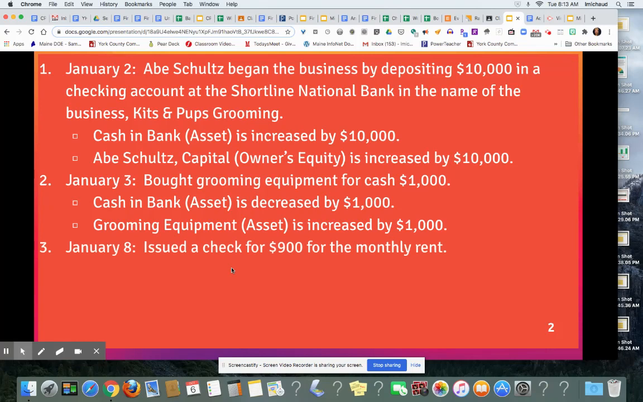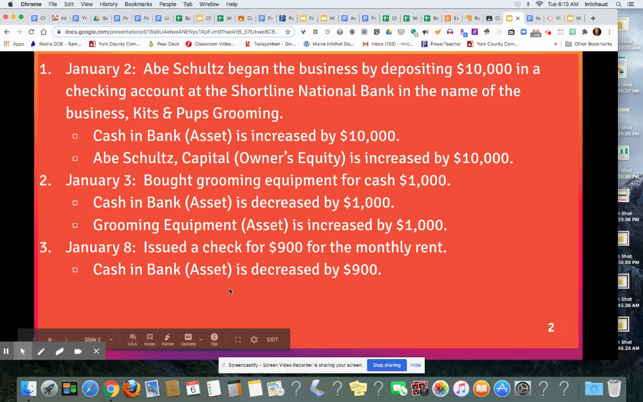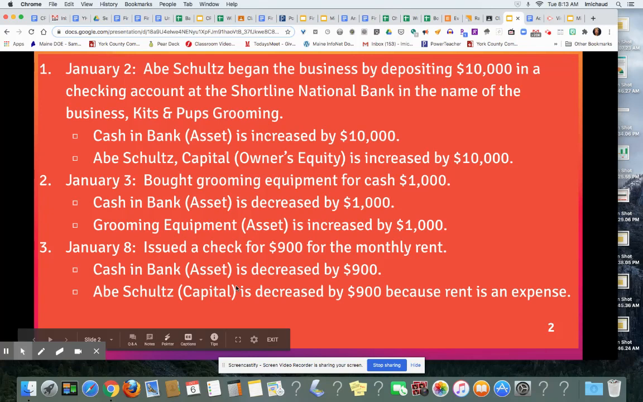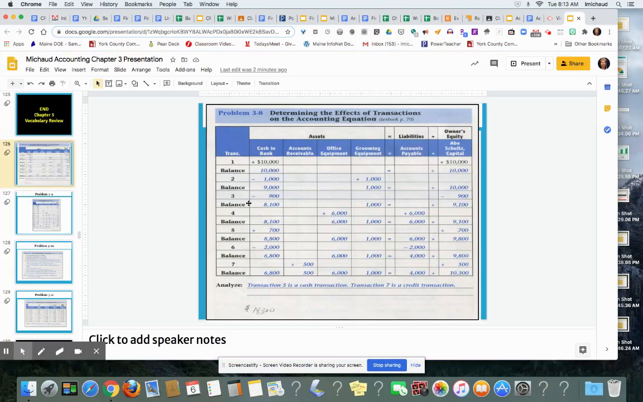Number 3, issued a check for $900 for monthly rent. So we have less cash in bank, and capital is also decreased because rent is an expense. So remember, expenses decrease your capital, your owner's equity, and revenue increases it. So you want to go back to your table. Transaction 3, subtract the $900 from the $9,000, the balance before, you have $8,100. We have less owner's equity, so now that becomes $9,100. Grooming equipment remains the same.